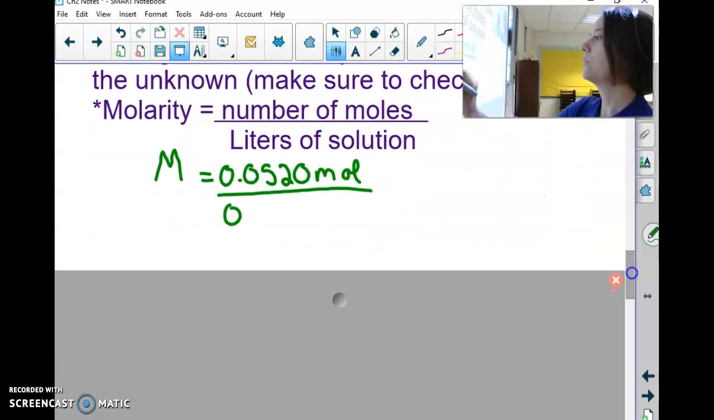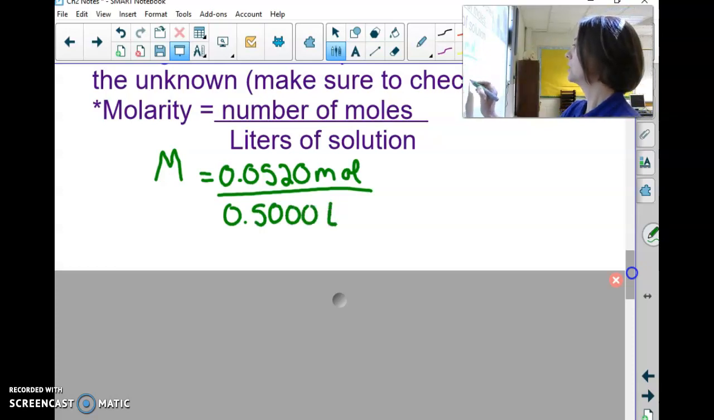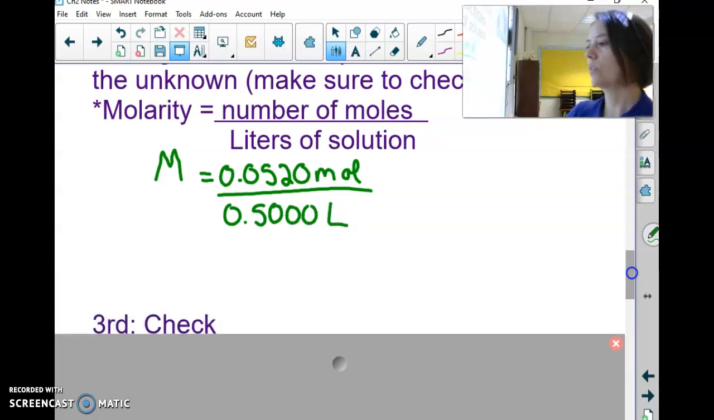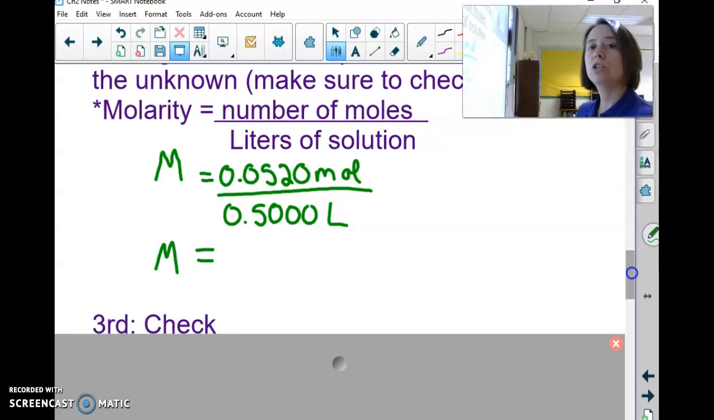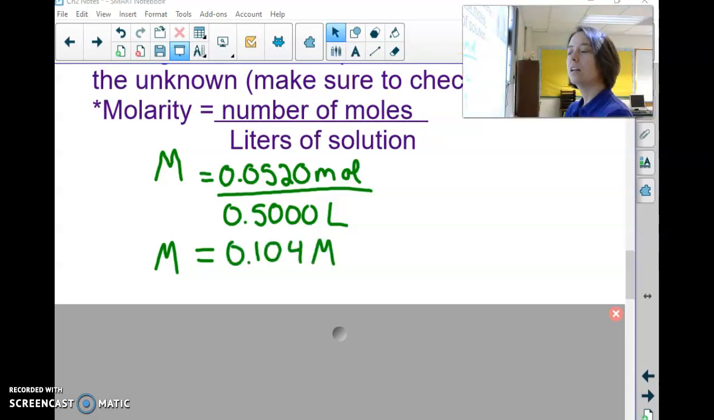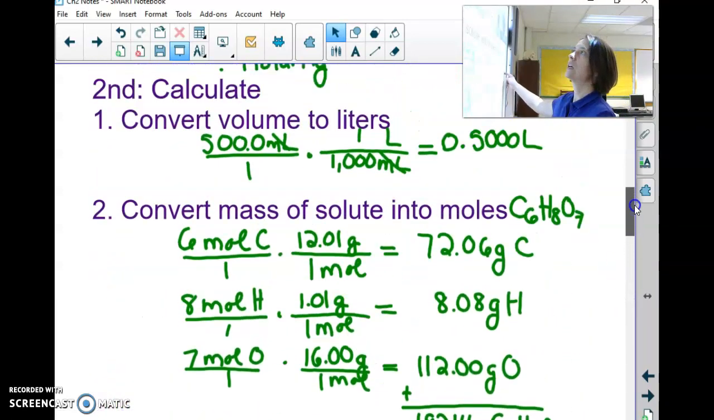Keep track of our significant figures. 1, 2, 3 liters. Okay, so then I bring down my variable and my equal sign, lining them up. So please get out your calculator and do that math. Okay, did you get 0.104? If you did, good job. So let's look at our answer, if it's reasonable, if we did the right number of sig figs.